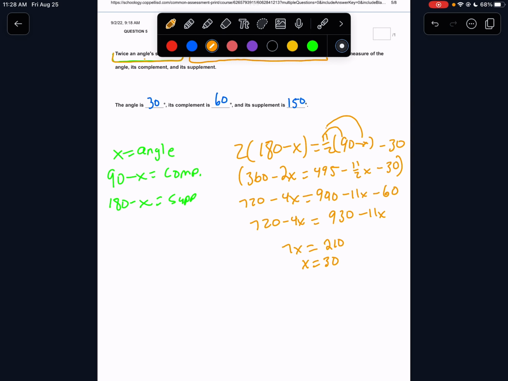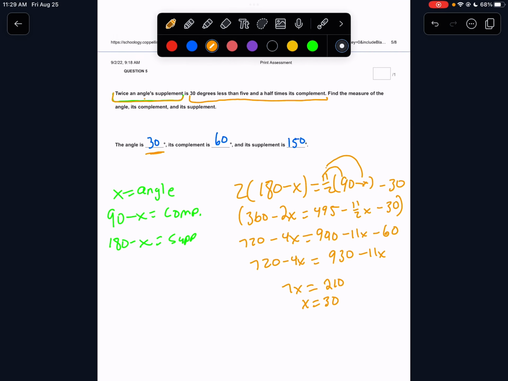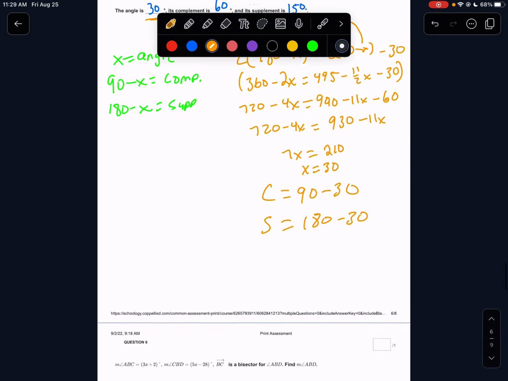Well, if x is 30, that's the angle. The complement would be 60 because the complement is the number we need to get to 90. So the complement would equal 90 minus 30, and the supplement would equal 180 minus 30. So x is the angle, and that's how you get the complement and the supplement. That's another hard question. We're loading you up.